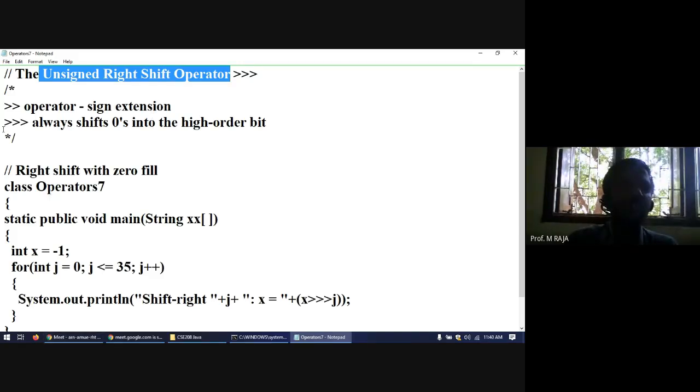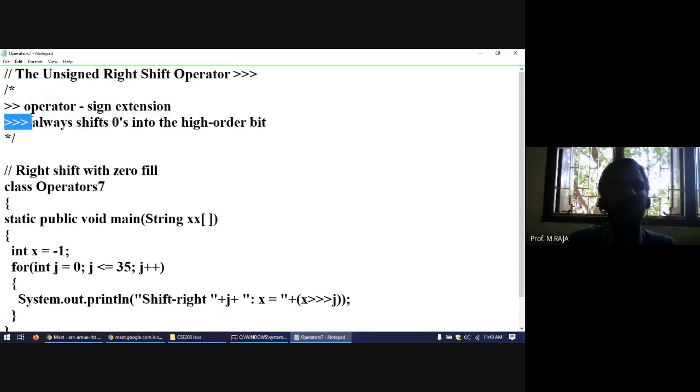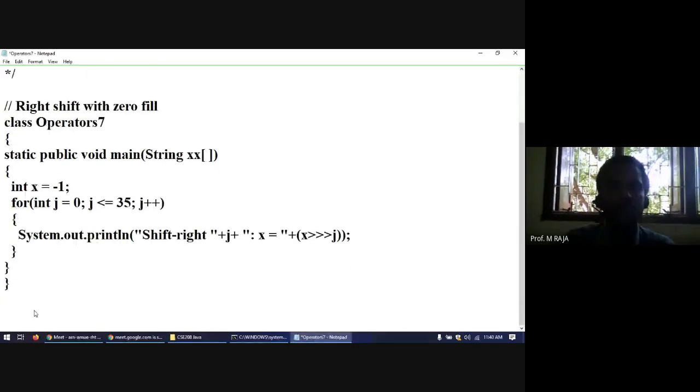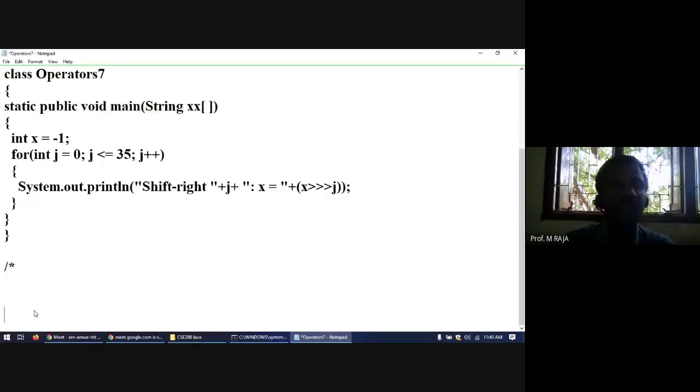Greater than operator is a sign extension operator. Triple greater than operator always shifts zeros into the higher order bit. So new MSB 0 is brought, or 0 is set, during each unsigned right shift operation. For this, let me explain through this code. Int x is equal to minus 1. You know how minus 1 is represented in a 32-bit register, because here x is the integer variable. Minus 1 means x is equal to minus 1.